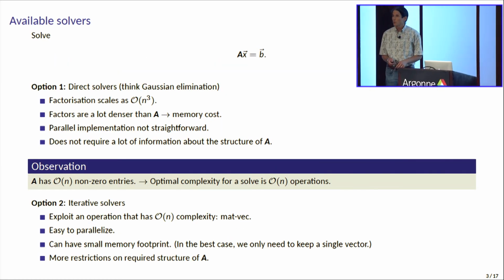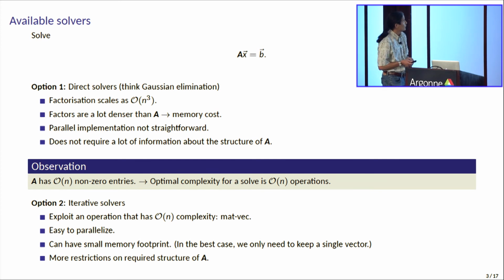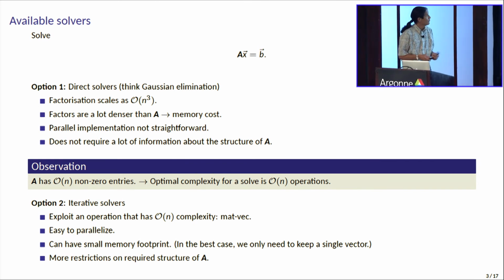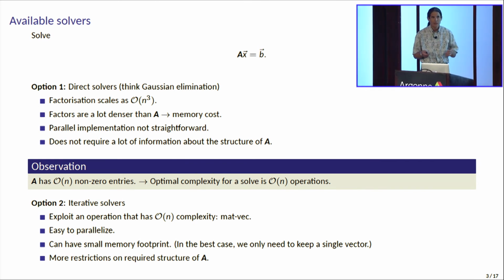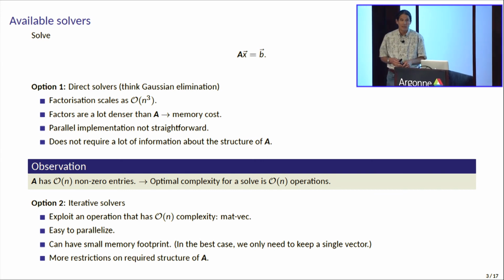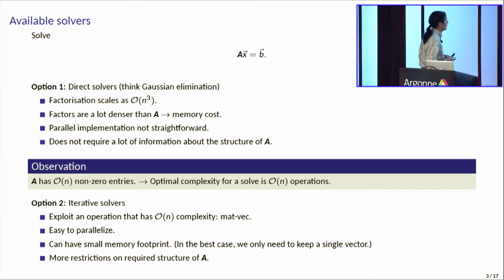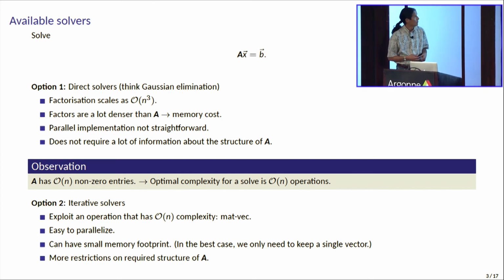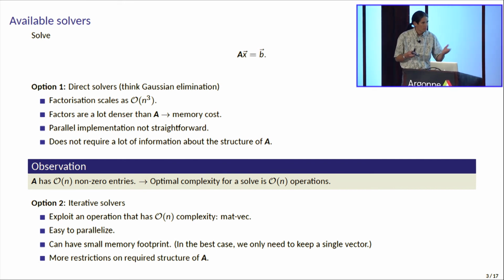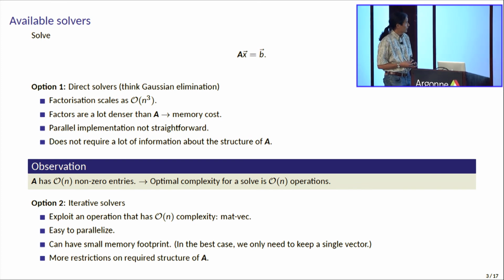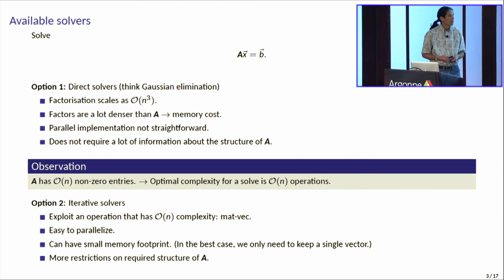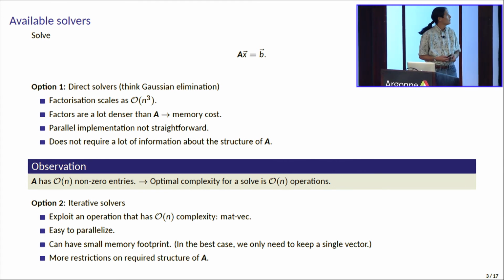Okay, so solvers that we can use when we're trying to solve this linear system Ax = b. The very first option is a direct solve, something like Gaussian elimination. But that factorization scales like n cubed, where n is the size of the problem. If you can do a direct factorization and you don't care about time, it's a fine way to go, but it's not scalable. The problem is that the factors are typically much denser than A, and so there's a cost in memory.